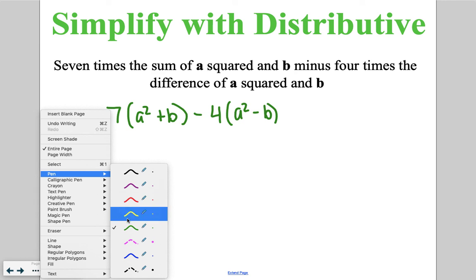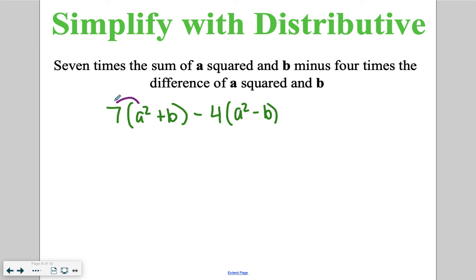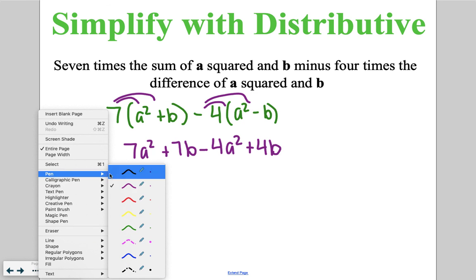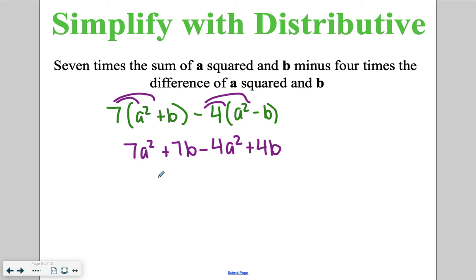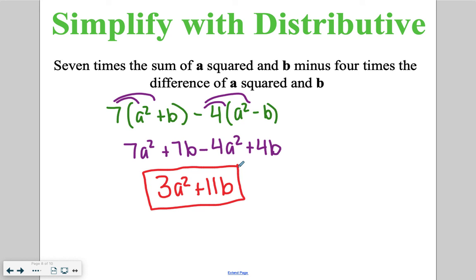We want to simplify that, so I'm going to go ahead and distribute to get rid of those parentheses. And I've got 7a squared plus 7b. And then I've got negative 4a squared, and then negative 4 and negative b is going to give me a positive 4b. Then I need to combine my like terms. 7a squared minus 4a squared is going to give me 3a squared, and 7b plus 4b is going to give me plus 11b. And that is our simplified answer.